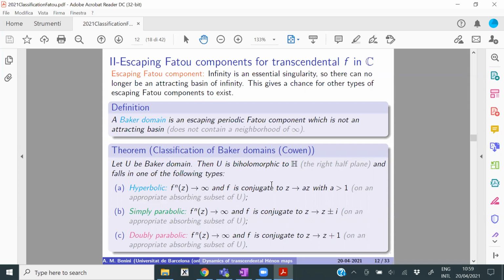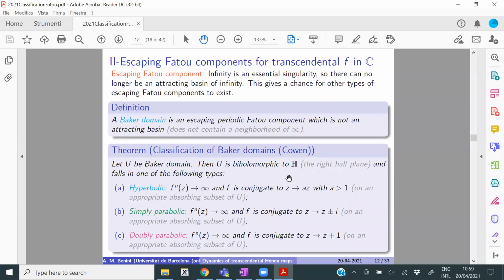Now, every Baker domain is biholomorphic to the disk or the right half plane, as you like, because they are all biholomorphic in C. As soon as they're simply connected, they are biholomorphic in C. So the geometry is done, okay? You are H, you are a disk. And it is conjugated to one of the following normal forms.